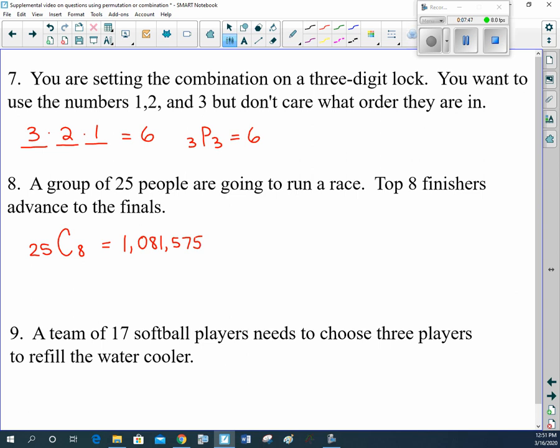Okay, number 9, a team of 17 softball players needs to choose 3 players to refill the water coolers. So once again, they don't care who it is. There's no order associated with this. It's just 3 people. They need 3 people off the team to go get the coolers. So that's a combination. So 17 combination 3. Type that in, and you're going to get 680.